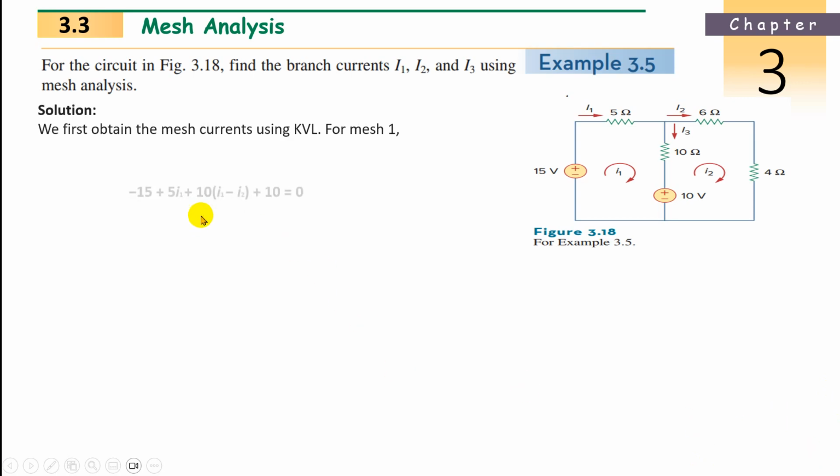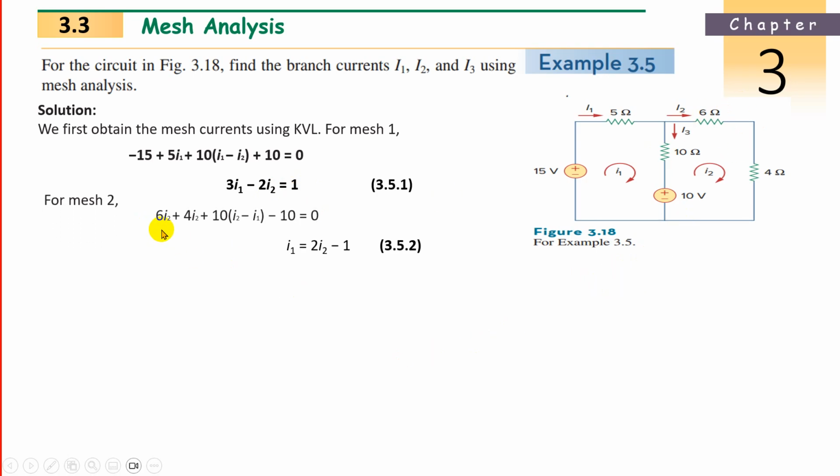Okay. Now check. Minus 15, what we checked. Now plus 5 I1, then 10 times I1 minus I2 plus 10 because entering. So if you rearrange, you will get this equation: 3 I1 minus 2 I2 equal to 1. Now coming to the second loop, somewhat tricky. You can check here: 6 I2 plus 4 I2, good. 10 I2 minus I1, okay. 10 I2 minus I1 minus 10 because leaving. Yes, minus 10 because leaving. Now rearrange this equation. I1 minus 2 I2 equal to minus I1. You have to rearrange this one.